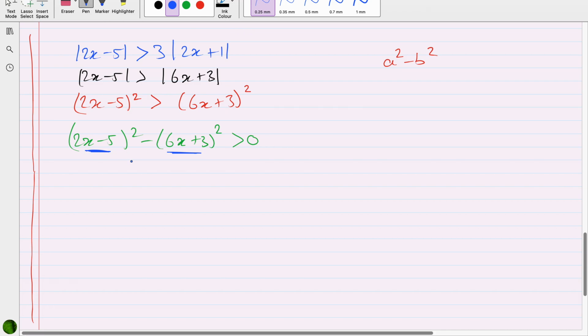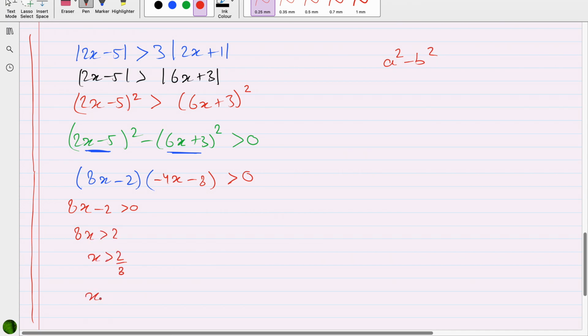Now a plus b, save those steps, do it directly. 2 plus 6 is 8x and minus 5 plus 3 is minus 2. This is a plus b. On the other hand, when we attempt for a minus b, 2x minus 6x would be negative 4x and minus 5 minus 3 is minus 8 greater than 0. Now split them up and solve them individually. So 8x is greater than 2, x is greater than 2 by 8. So x is greater than 1 by 4.